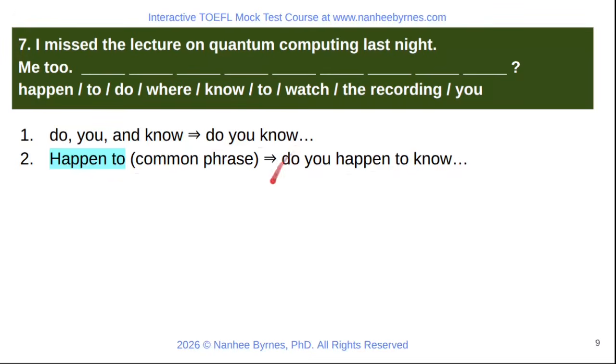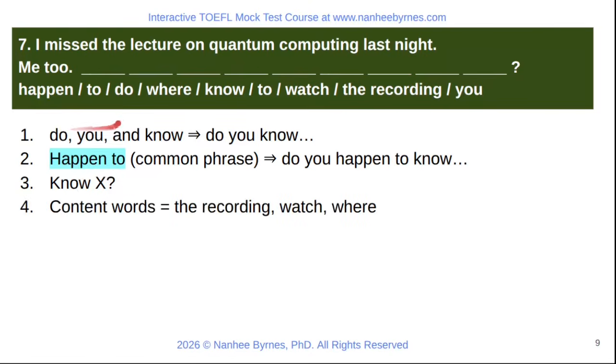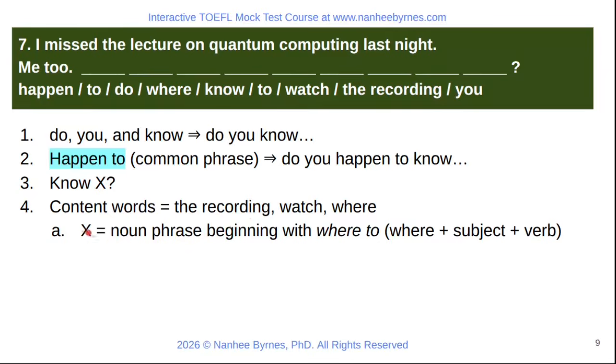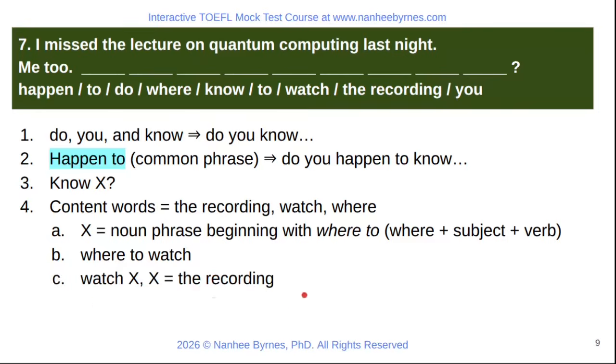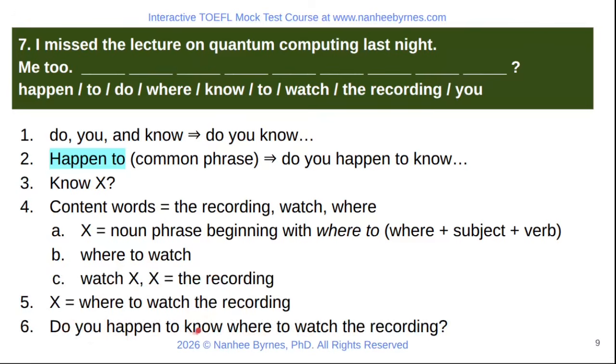Know what? To answer quickly, check the content words and think about what is being asked. The content words are the recording, watch, where. These tell us the core idea. The person wants to know where they can watch the recording. A short form for where plus subject plus verb is where to. So we get where to watch the recording. So the final sentence is, do you happen to know where to watch the recording?